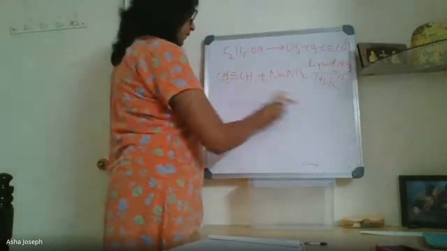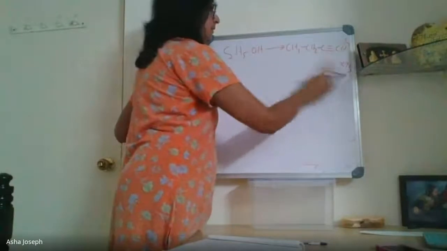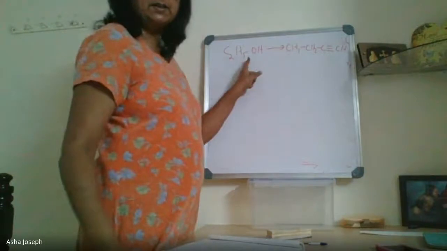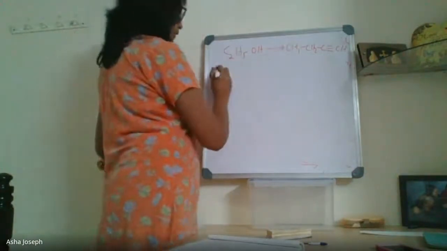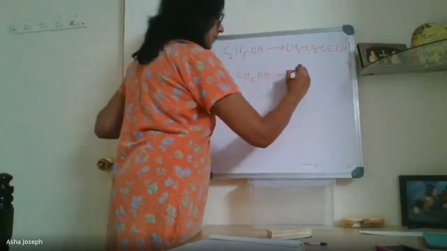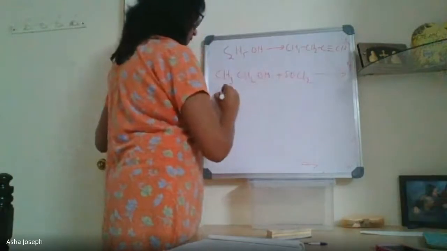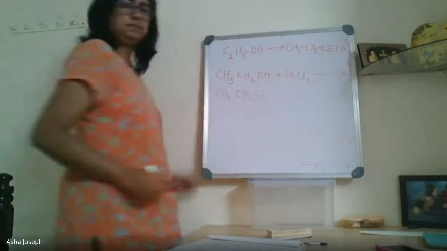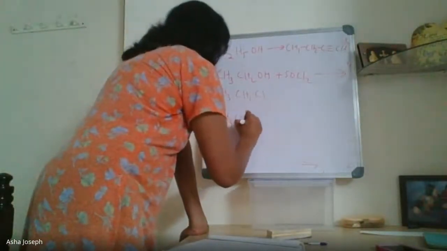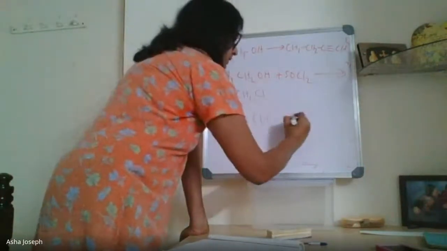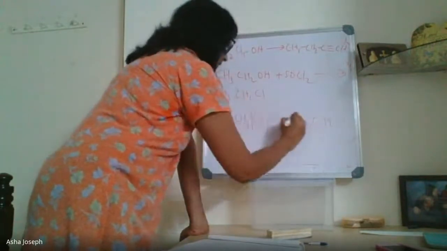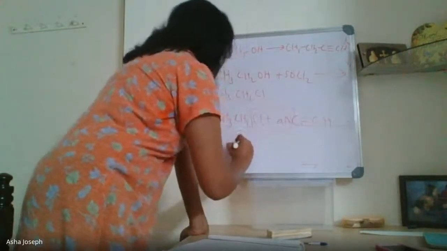Okay. So now we have to convert ethanol to but-1-yne. Whenever a conversion comes, you write the starting compound and the end compound. So ethanol I am going to convert, with thionyl chloride or PCl5, to CH3CH2Cl, ethyl chloride or chloroethane. Now this chloroethane and this sodium acetylide, NaCl will be eliminated and you get but-1-yne.